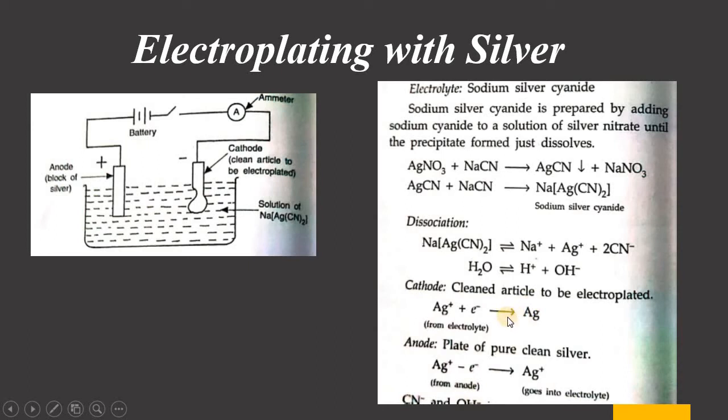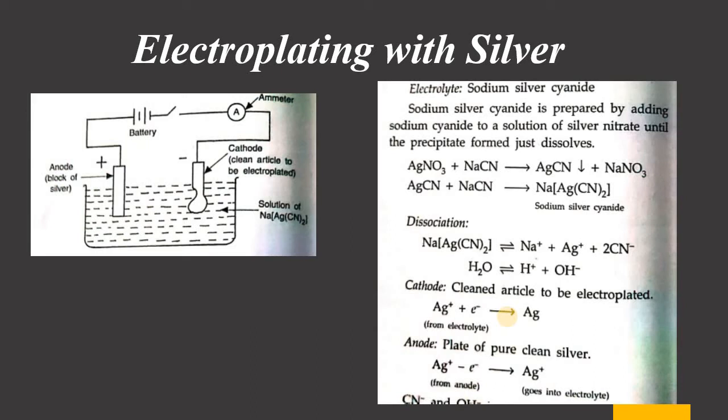And at the anode, a plate of pure clean silver. So silver loses electrons at the anode and goes into the electrolyte as silver plus. Now there are the negative ions like cyanide and hydroxyl ions. They migrate toward the anode, but none of them are discharged as in the previous case. Instead, the atoms of the silver anode lose electrons and pass into solution as silver ions due to the nature of the anode, where the anode is the block of silver.